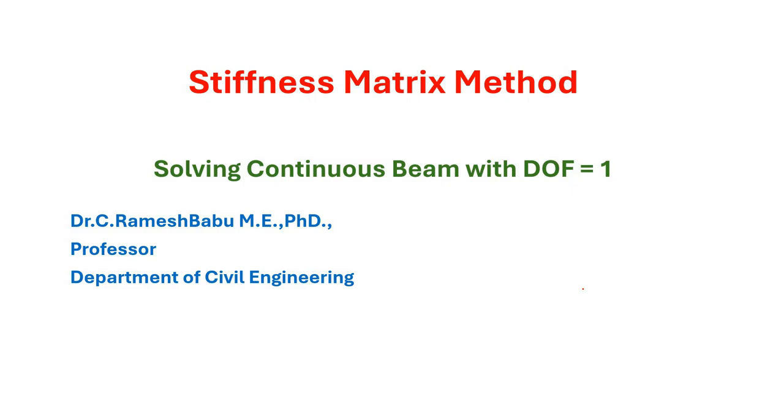We will solve the stiffness matrix method and apply the method to a continuous beam having degree of freedom equal to 1. Then finally we will draw the shear force diagram and bending moment diagram for this indeterminate beam.